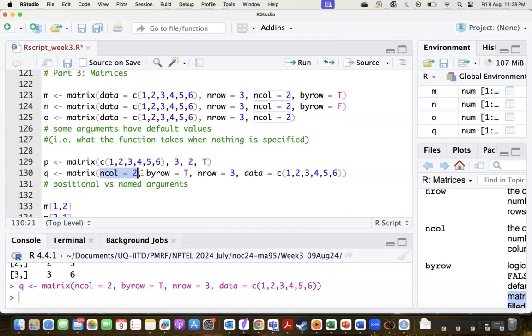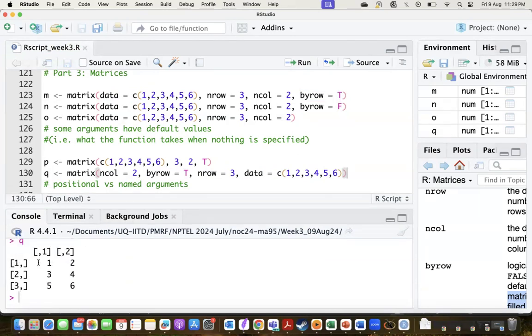So I have 2 columns. I have 3 rows. I say that byrow is going to be true, and I have the same data as before. So is matrix Q going to look like matrix M or like matrix N? Which of the two? M. Perfect, right? Because that's what I had: filled by row was true. So it's filled by row, and it looks like matrix M here.